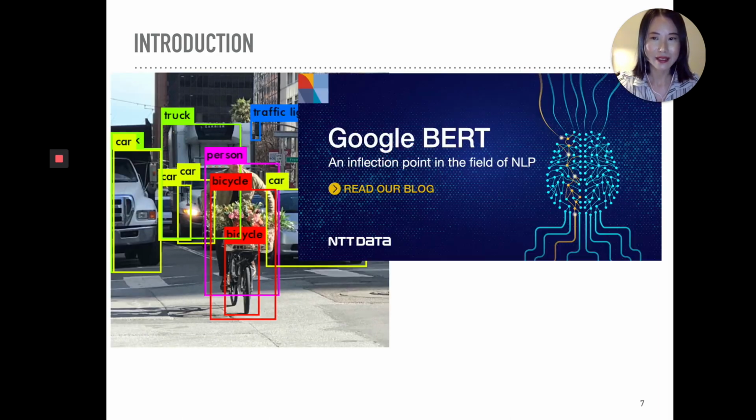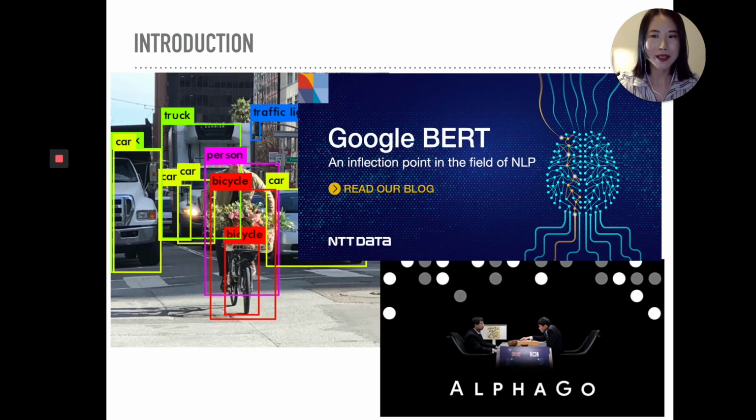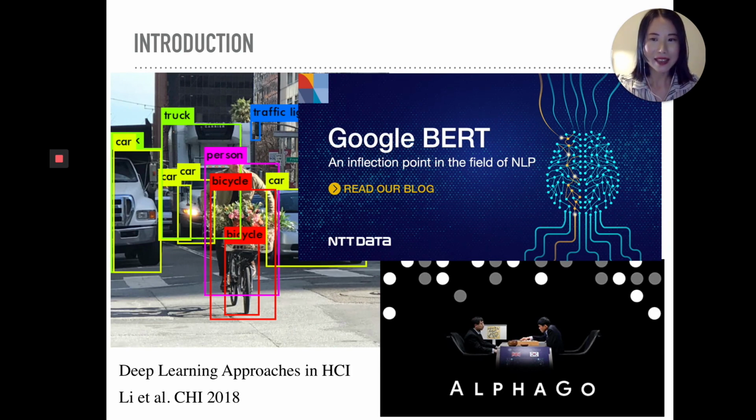Deep learning has been quite successful in transforming many fields these years, including object detection, natural language processing, and even multiplayer competitive games that have challenged humans for thousands of years. Deep learning has gained increasing attention in HCI recently. For example, Yuan and colleagues have used deep learning approaches to model vertical menu selection.